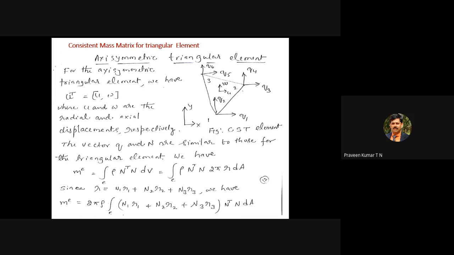When you come to the axisymmetric element, dV is not A into dx, it is 2 pi r into dA. 2 pi r, or pi d, refers to the perimeter. If you express it in terms of radius, the perimeter P is given by 2 pi r, or pi d, into area. The perimeter into area gives the total volume for the axisymmetric solid. So dV is represented by 2 pi r into dA. That is the difference.